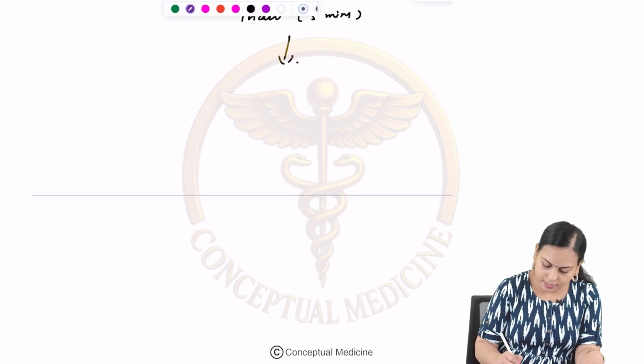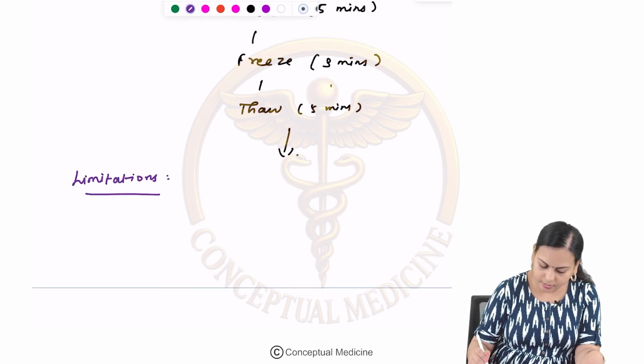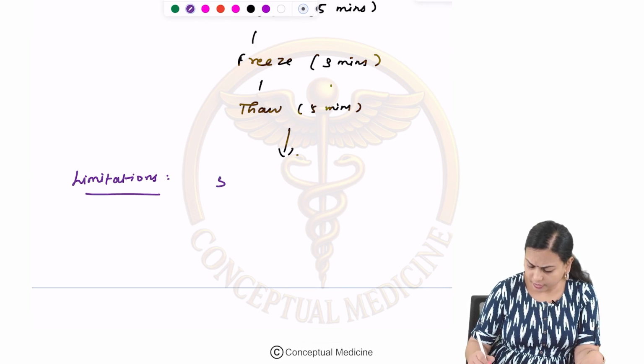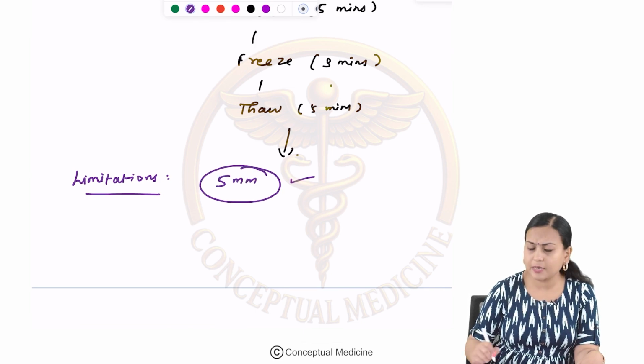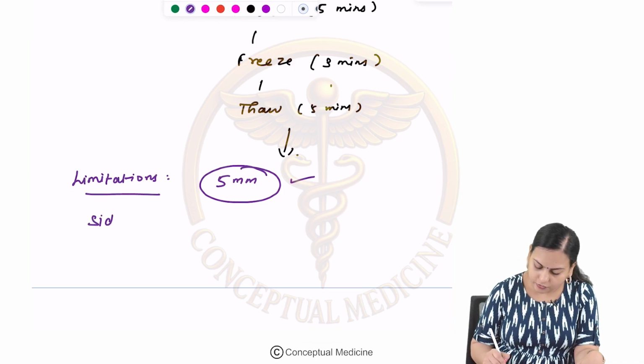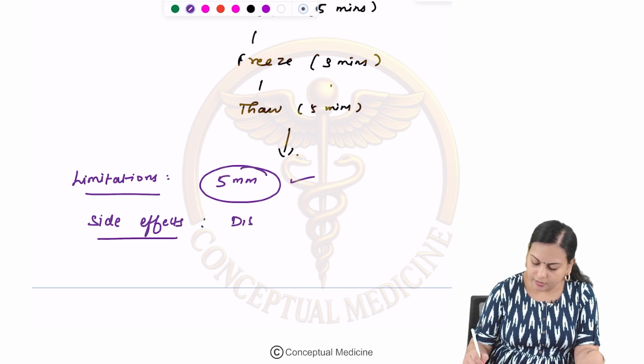Let me tell you what the limitations are also. Limitations means depth of invasion only up to 5 millimeters can be treated. And then you will also have some side effects with this procedure, like there can be watery discharge or bleeding.